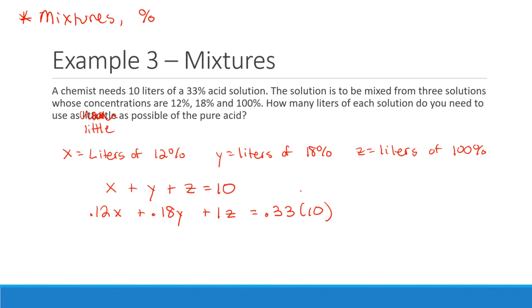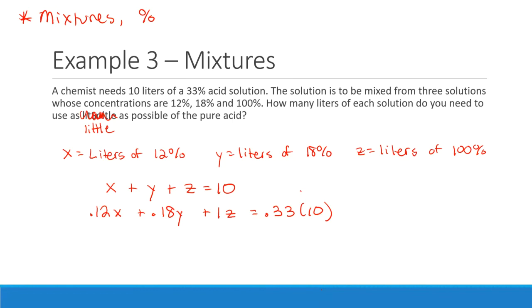But we want to know how many liters of each solution we need to use, using as little as possible of the pure acid. So we need to think about what's going on. If you are trying to use pure acid, you add anything that's less than pure, you're going to dilute the system. And the thing that's going to dilute it the most is the 12%, because the 12% has more water and less acid than anything else.